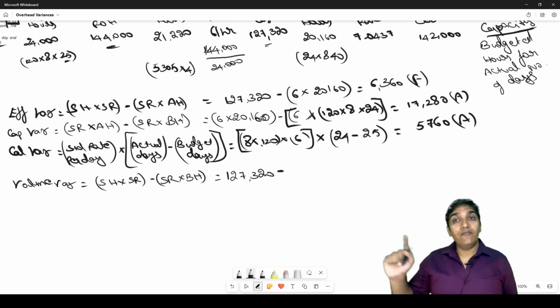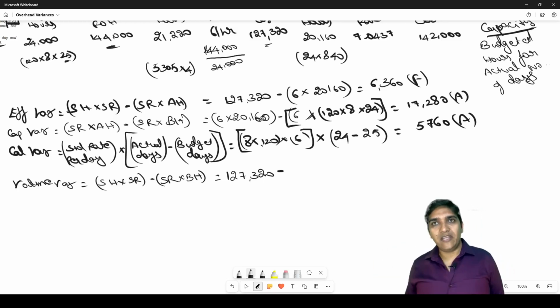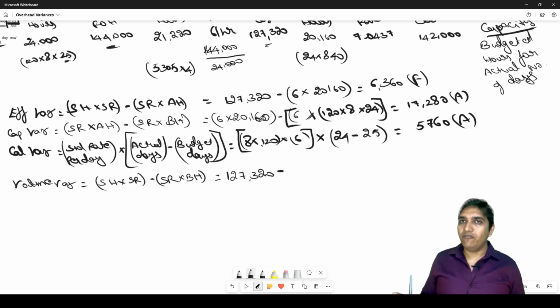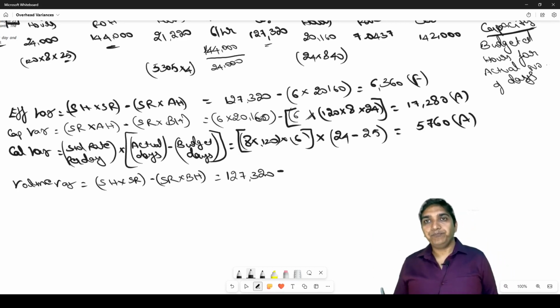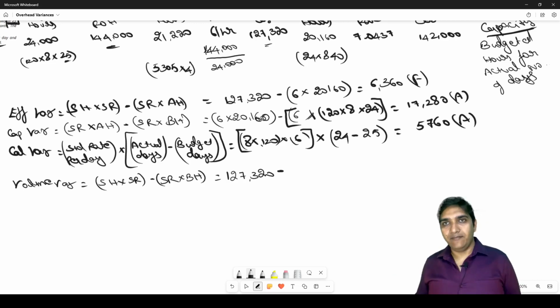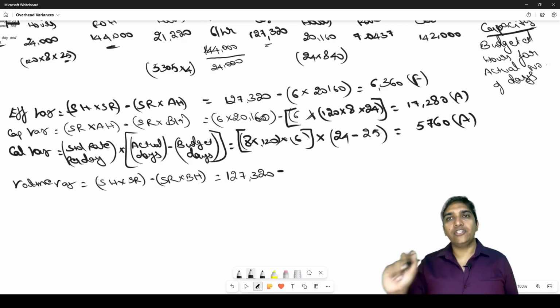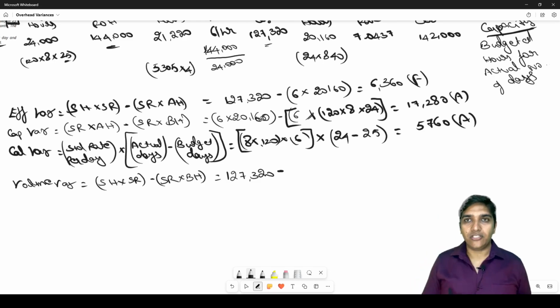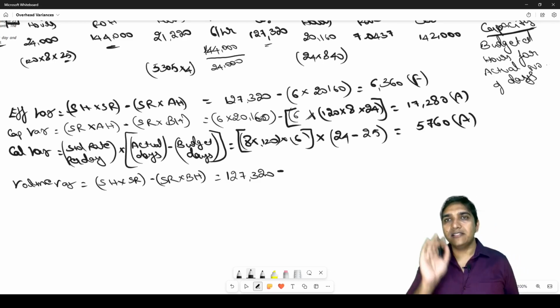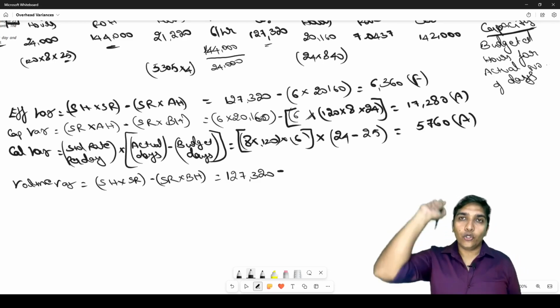Here again we will not take 24 days as we had done in capacity. We will take the total 25 days, how much I had actually budgeted in total. We are not going to compare the number of days worked here. That is only done at the third level. Only in capacity variance we use the budgeted hours for actual number of days worked. In all other variances, if it says budgeted hours, it is the total budgeted hours.